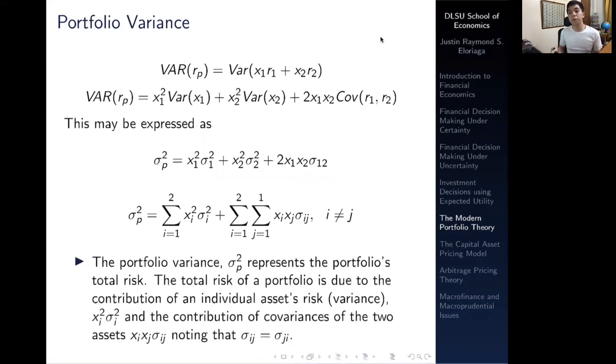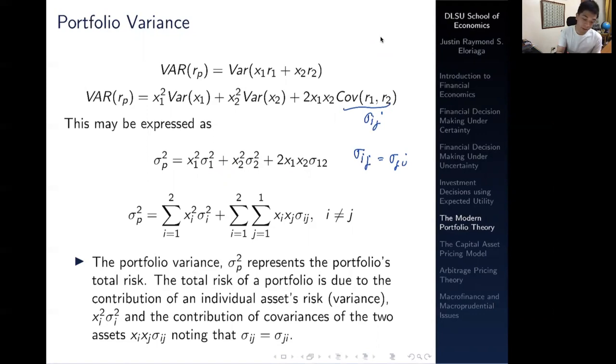And the portfolio variance represents the portfolio's total risk, right? And the total risk of a portfolio is essentially due to the contribution of an individual asset's variance and the contribution of the covariance as well. And note that we have the covariance. This one is essentially equal to sigma ij in some notations. And by property, sigma ij is equal to sigma ji, right? So these two things should be regarded as equal.